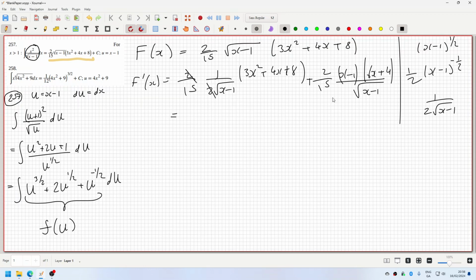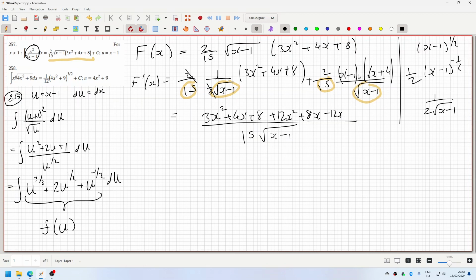So that's all over 15 root x minus 1. So there's 15, and there's root x minus 1. So that's 3x squared plus 4x plus 8. And then that's x by 6x by 2. So that's 12x squared. That's good. And then x by 4, 4x by 2, that's 8x. And then minus 12x. Minus 8.